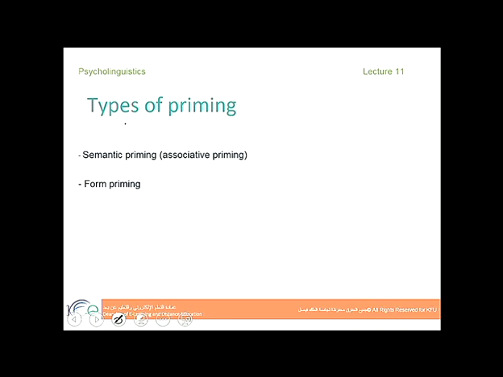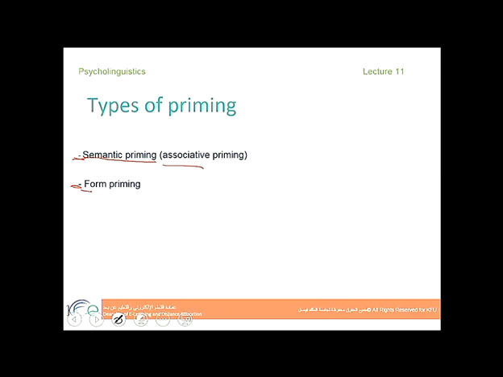Now, what types of priming do we have? Overall, we have two kinds of priming, two basic ones. The first one is called semantic priming. Semantic has something to do with meaning. So semantic priming, or associative priming. Associative means to associate one word with another. They are associated in meaning. So semantic priming, that's number one.